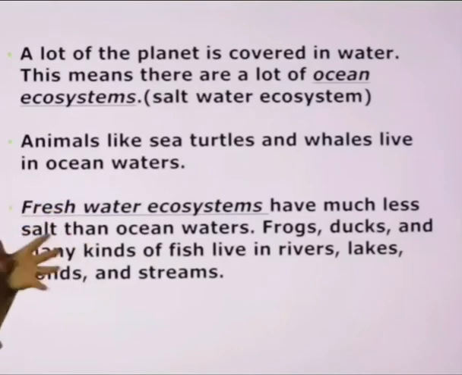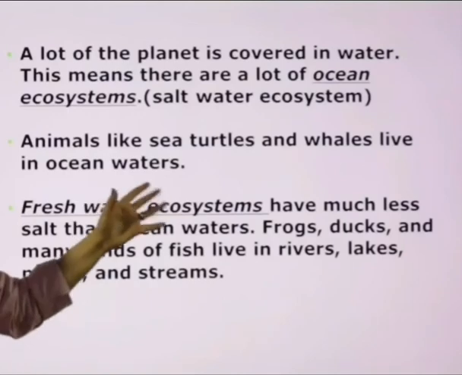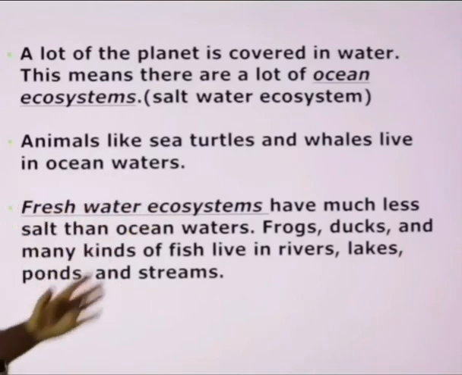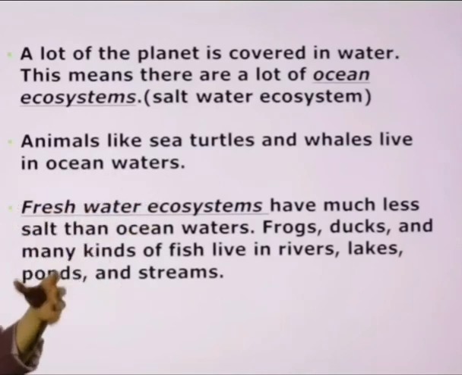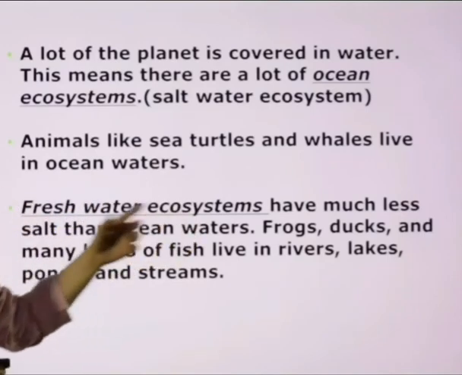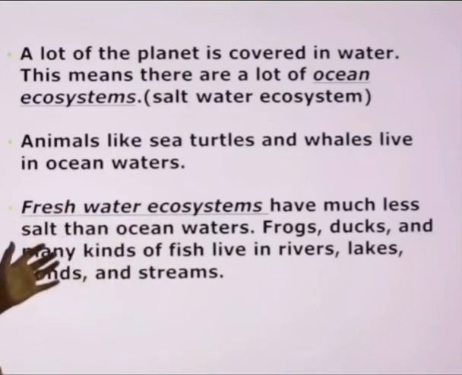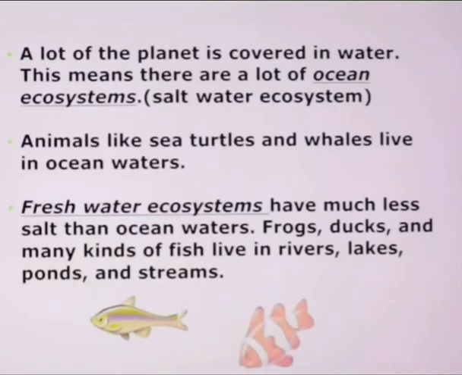Now, another example of water ecosystem, freshwater ecosystems. They have much less salt than the ocean waters. If you go swim in a river or stream or a pond or a lake, you will see that it's not that salty. Frogs, ducks, and many kinds of fish live in rivers, lakes, ponds, and streams.